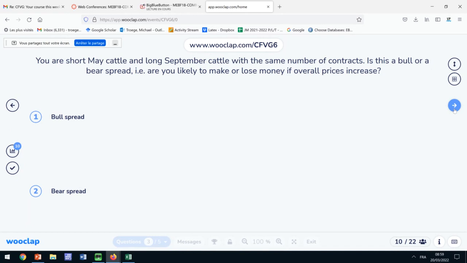Now we have a position, short May, long September, that benefits from a steepening of the curve. Given that we have a cattle contract, the curve will steepen if prices go down, and that's the answer. Okay, 15 answers, presumably randomly distributed.